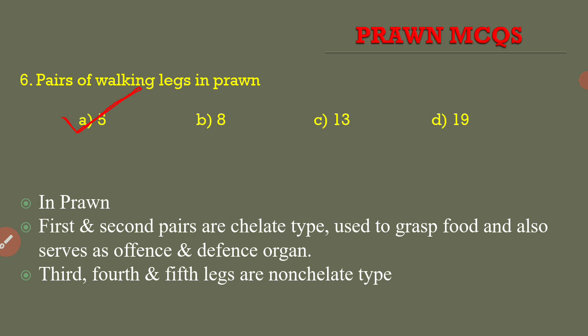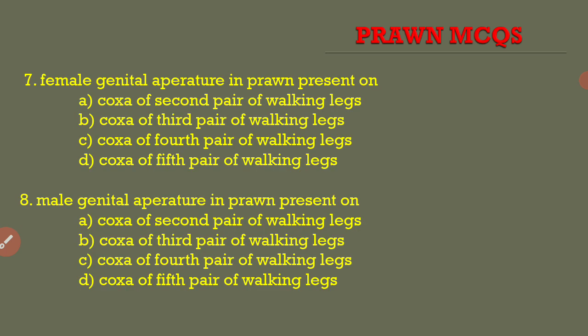So first and second pairs of walking legs in case of prawn are chelate type of legs, used to capture the food, and also they can take part in offense and defense mechanism of the body, while third, fourth, and fifth legs are non-chelate legs. So totally they have 5 pairs of walking legs in prawn.